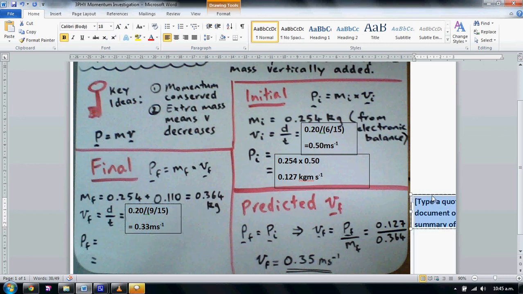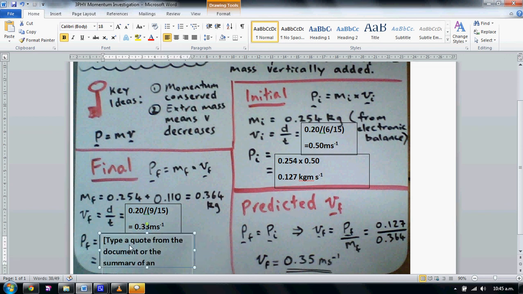So 0.33 is pretty close to 0.35, definitely within our range of uncertainty that we're not too sure about. So so far it's looking very good. And the last thing to do is just to quickly perform our final momentum calculation, which is going to be the mass, 0.364 times our velocity, 0.33. And you can straight away see that's going to be about 1/3.